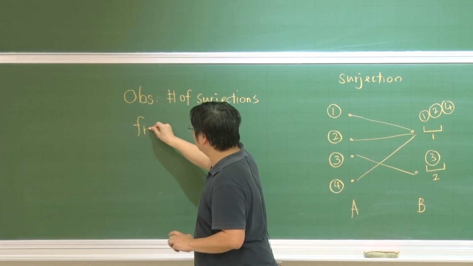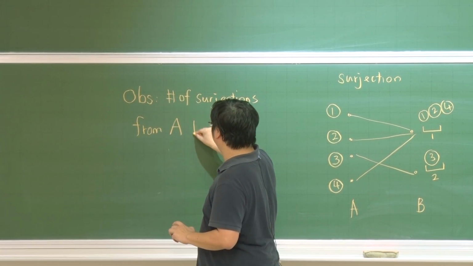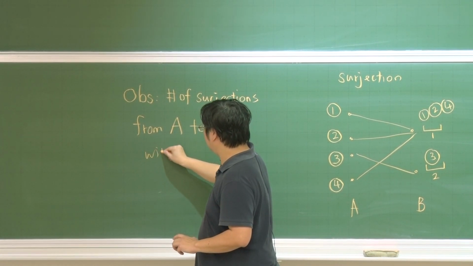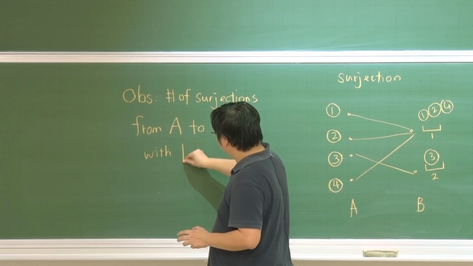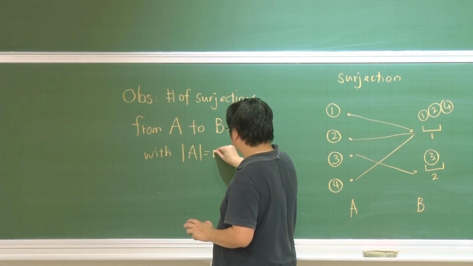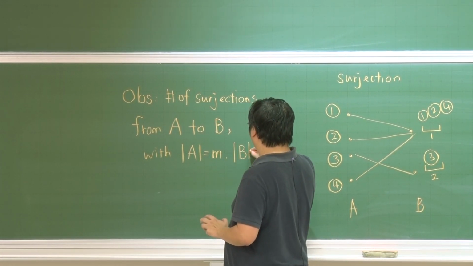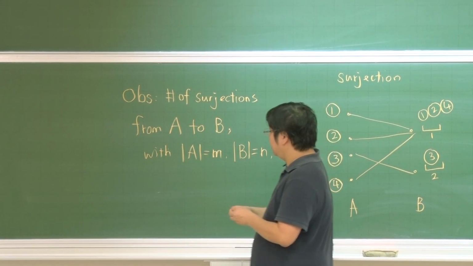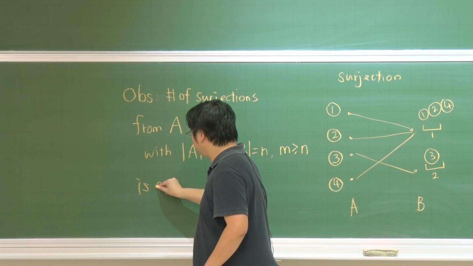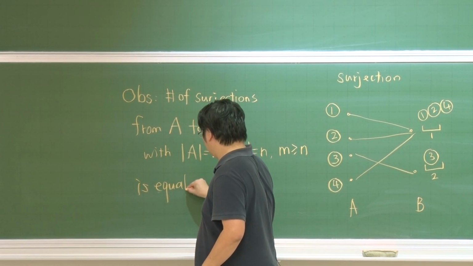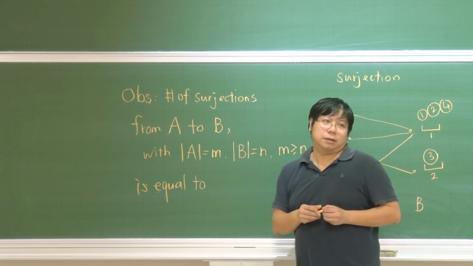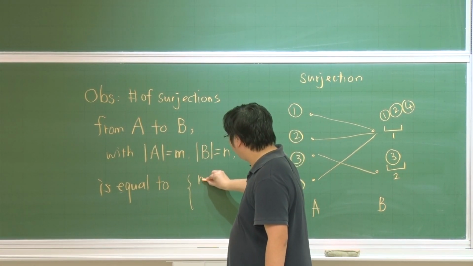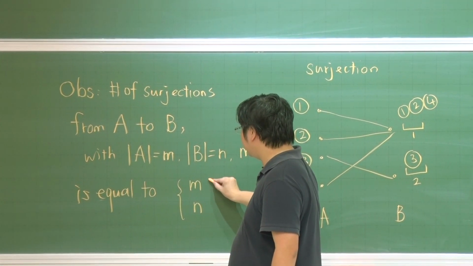from A to B, with the size of A equal to m, the size of B equal to n, and m is greater than or equal to n, is equal to what? It is looking like we're distributing m balls into n boxes.